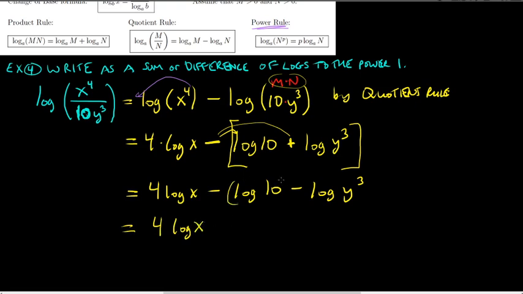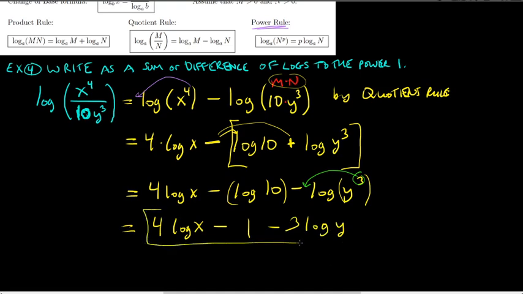Log 10, if you remember log 10, that's just 1. And now we have the log of y cubed. Right? Now we can use the power rule here. We can take this 3 in front and write this as 3 log y. Okay? And that's it.